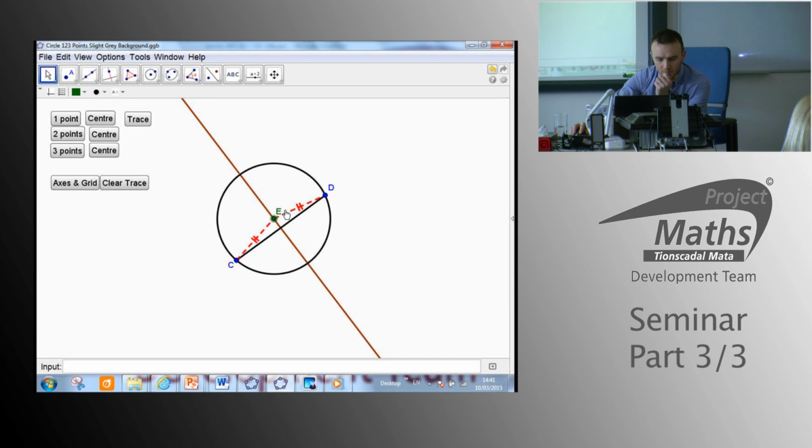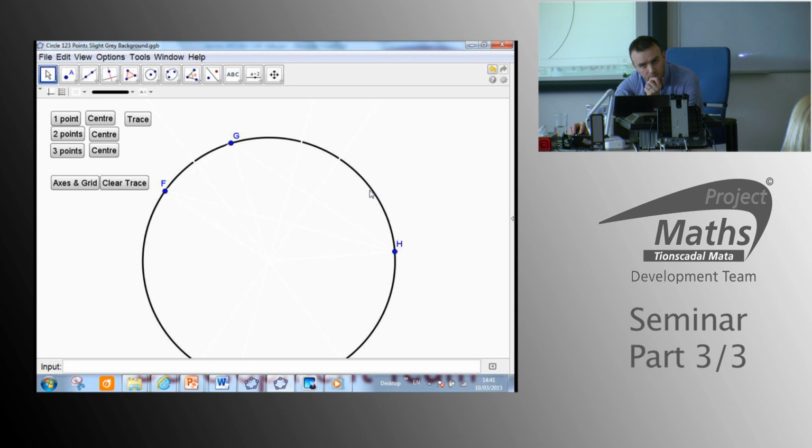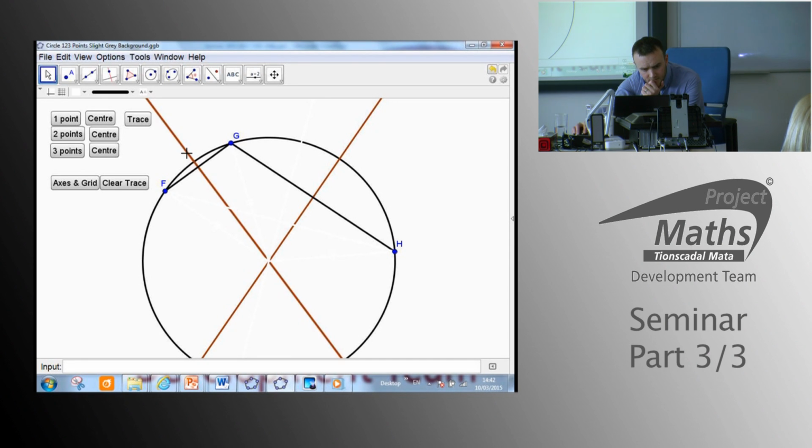Now, next, what about 3 points? There's only one. Why is that? The bisector of the chord meets at 1 point. So let me take, here's a chord. That's the perpendicular bisector. Take another chord. Here's the chord between F and G. That's a perpendicular bisector. So they just meet at 1 point, which is our centre, isn't it? Even if you took the third chord between those two, I think that's the perpendicular bisector. So your centre is fixed.